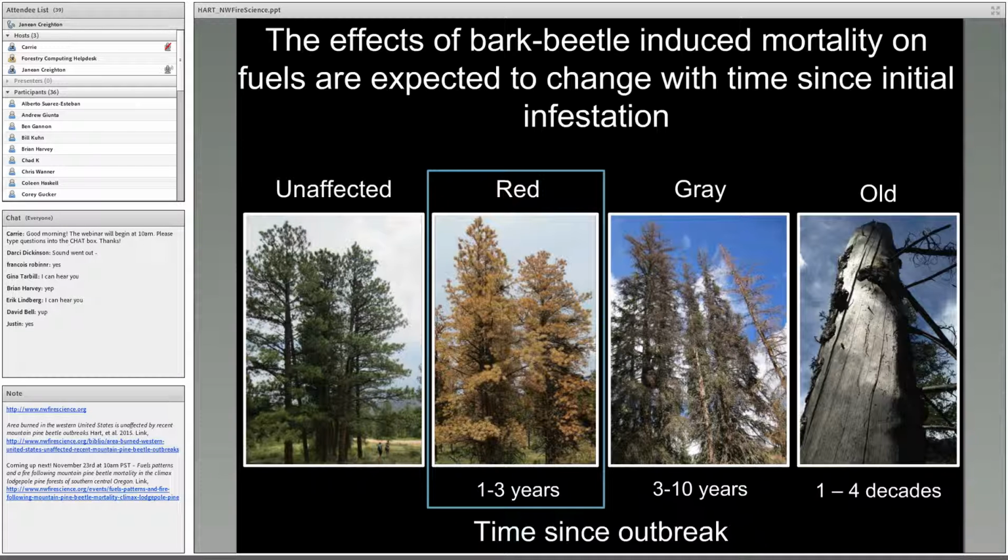Okay, so during the red stage, the needles are fading from this green color to red. That is occurring over about a year, and these needles are persisting on the tree for about 1 to 3 years. And this red stage leads to changes in the foliar moisture and also the chemical composition of the needles that promotes increased flammability. And what this means in terms of fire behavior is that we're anticipating to see amplified crown behavior and torching as a result of this increased flammability of the needles.